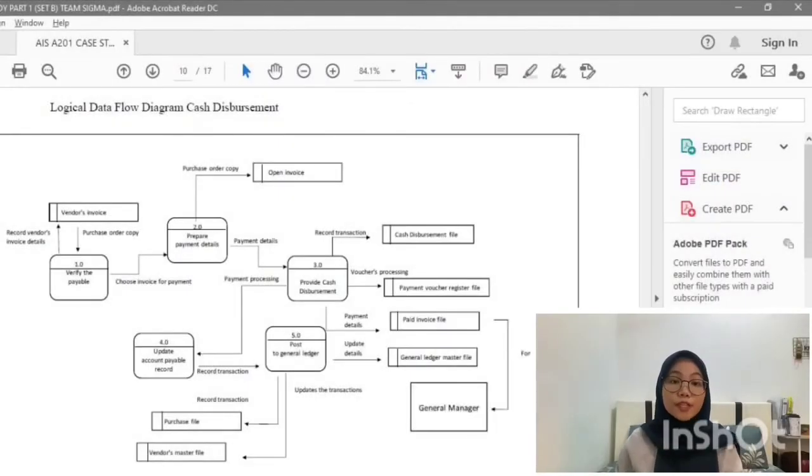Next, I'll proceed the presentation with the logical data flow diagram for cash disbursement system.